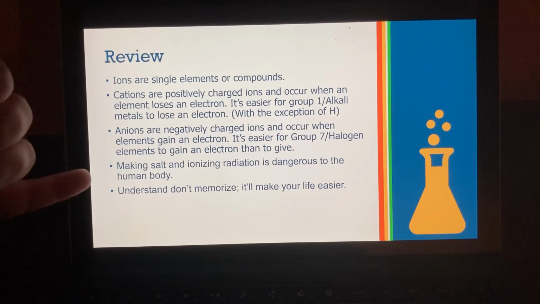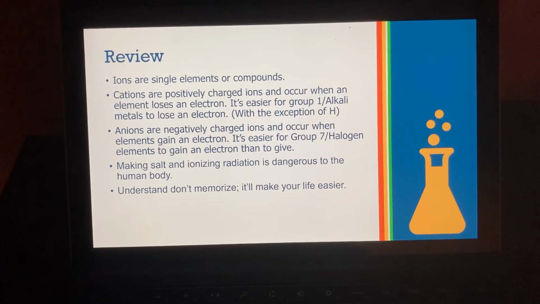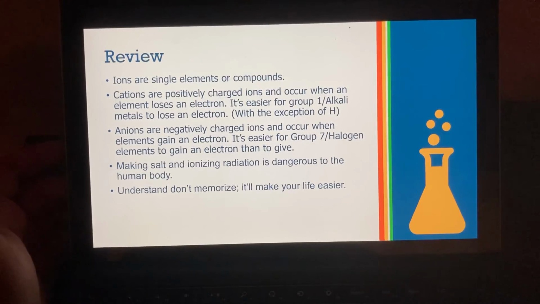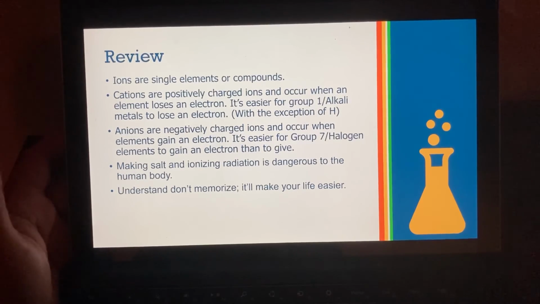Ionization energy is important in making salt, and ionizing radiation is dangerous to the human body. And by understanding this, it makes life easier than it is to memorize the ionization energies per element.